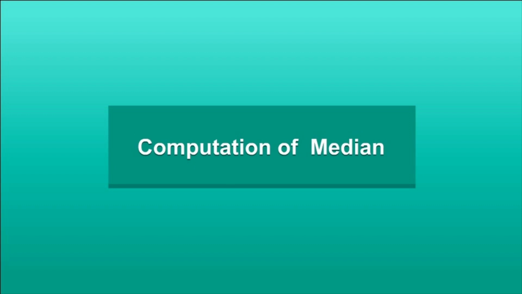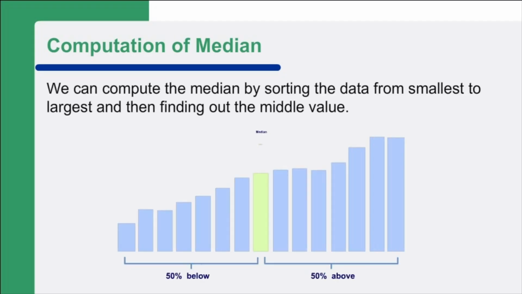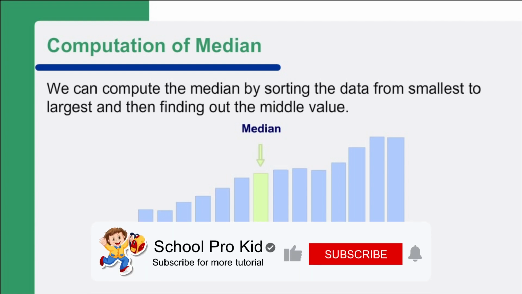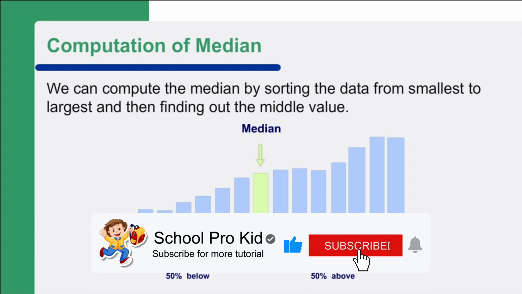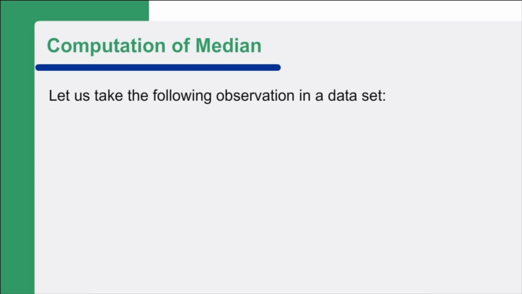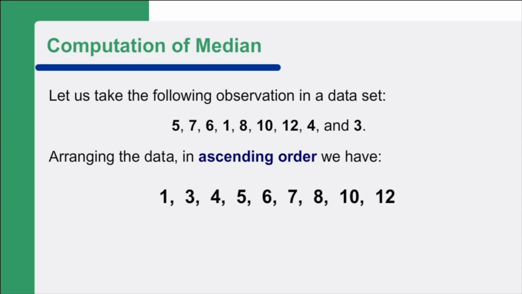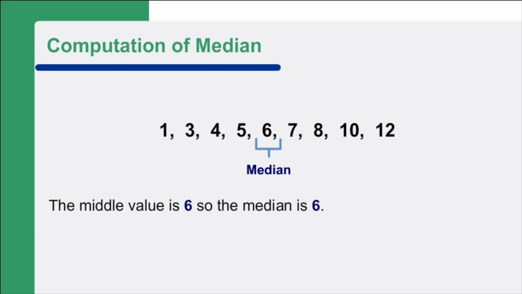Computation of median. We can compute the median by sorting the data from smallest to largest and then finding out the middle value. Let us take the following observations in a data set: 5, 7, 6, 1, 8, 10, 12, 4, and 3. Arranging the data in ascending order, we have 1, 3, 4, 5, 6, 7, 8, 10, 12. The middle value is 6, so the median is 6.